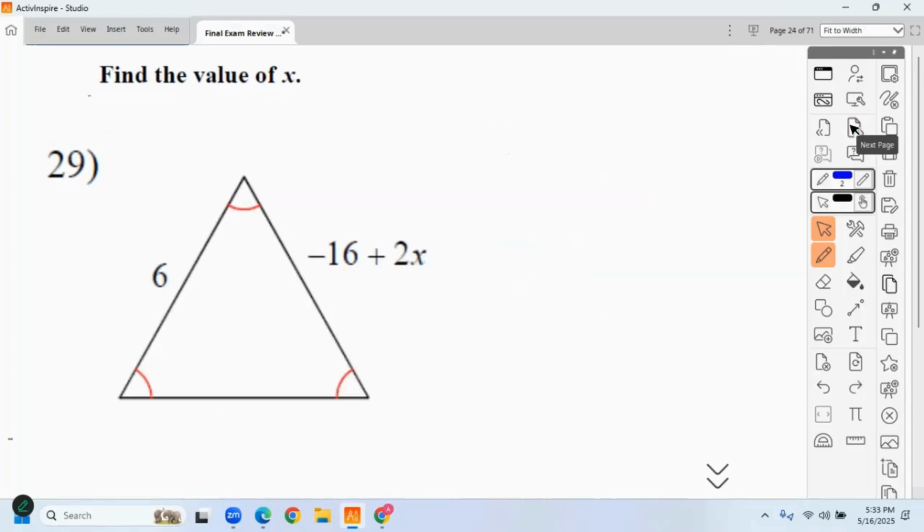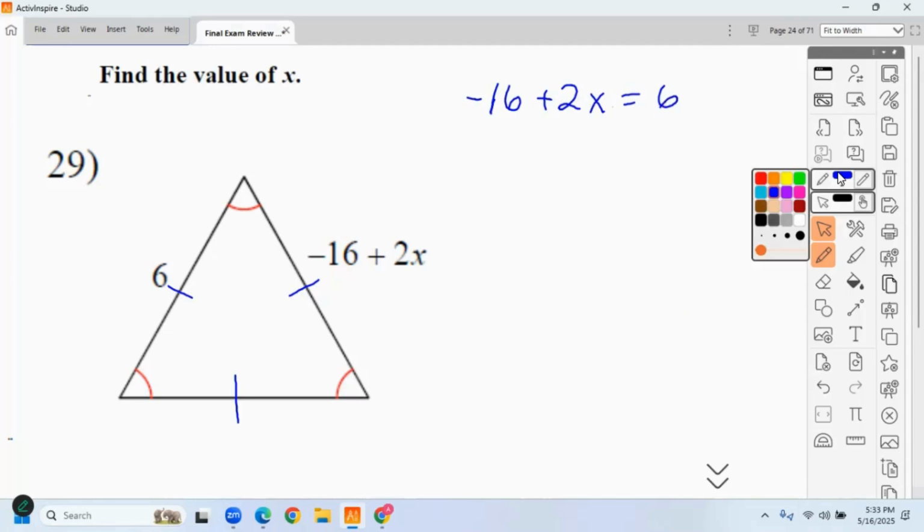Now, right here, here, here, here, all the sides are equal, people. So set these equal like this. This is going to be equal to 6. Remember, we're just doing a little bit of algebra.